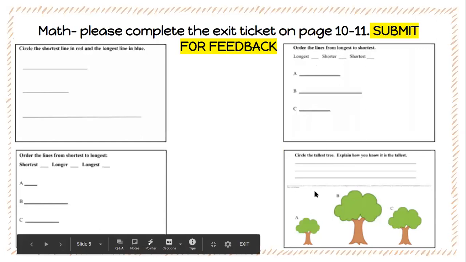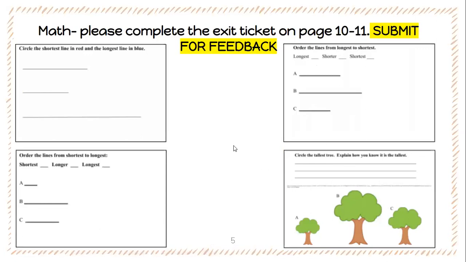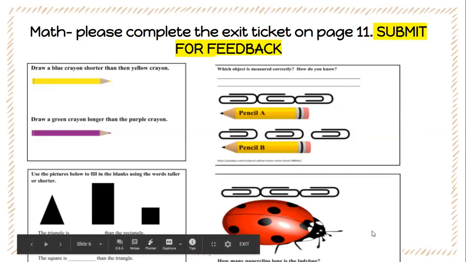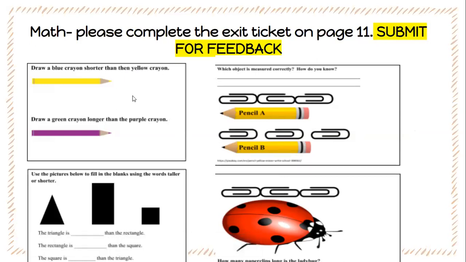And then your last exit ticket problem for this page is circle the tallest tree and explain how you know it is the tallest. This is your exit ticket on page 11. Again, you're submitting this for feedback for us so that we can check your work and see where we can help you. So this one says draw a blue crayon shorter than the yellow crayon.